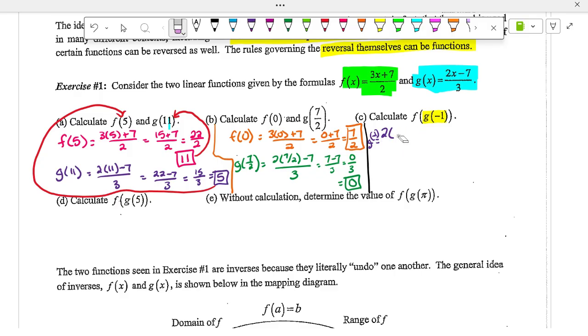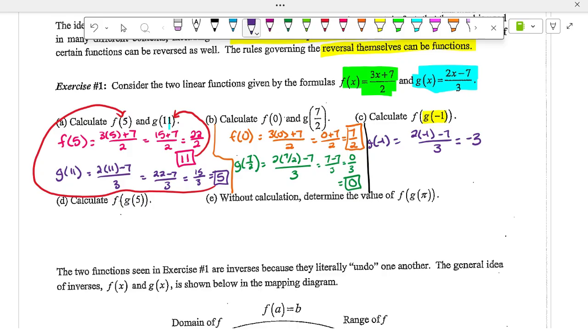Let me just rewrite that better. So g of -1 is equal to 2 times -1 minus 7 over 3. What's 2 times -1? -2 minus 7. Come on, guys. -9, and then divide by 3. -3. -9 divided by 3 is -3.